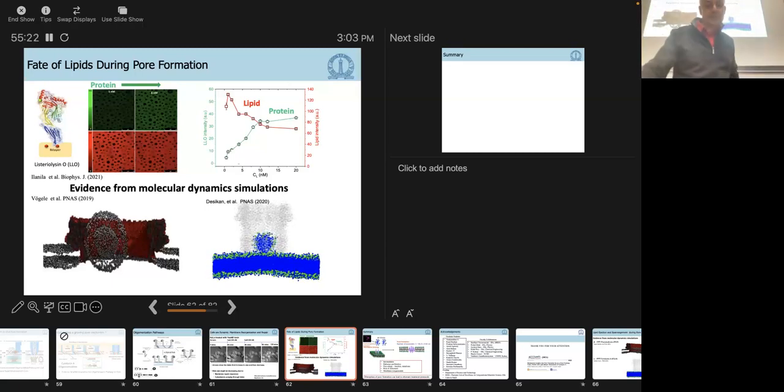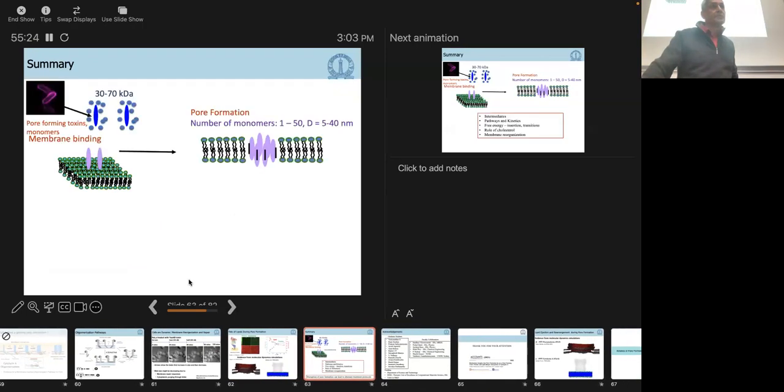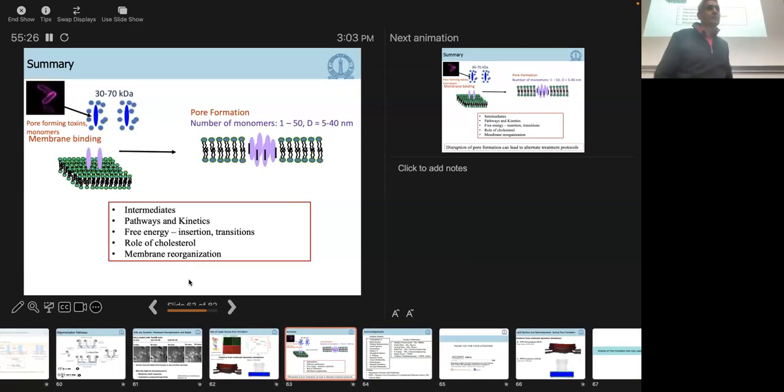Okay, good. So I'm almost done. To summarize, we've looked at pore forming toxins, their pathways, spoken about intermediates, spoken about free energy insertion transitions, which was something that we worked on independently, the role of cholesterol, and looking at membrane reorganization events.